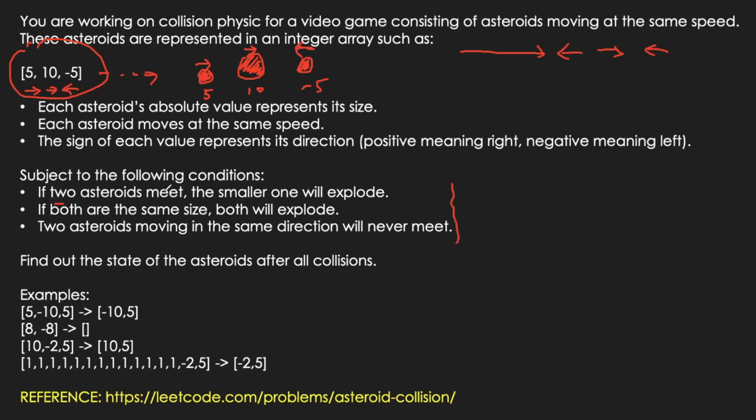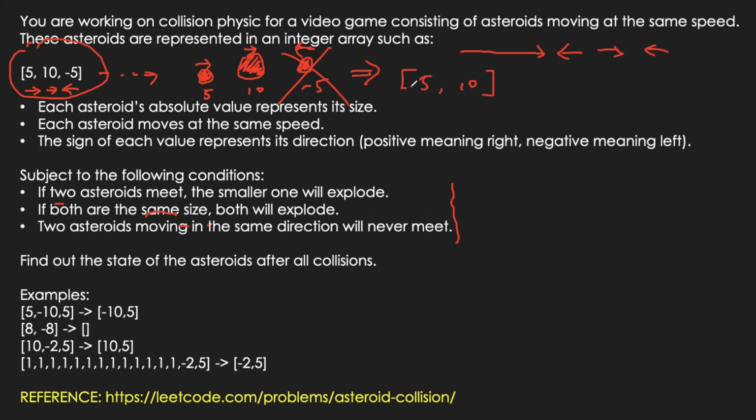If two asteroids meet, meaning they are traveling in opposite directions, the smaller one will explode. The smaller one of the two will be obliterated. But if they are the same size, both of them get obliterated. Two asteroids moving in the same direction will never meet. So what you end up with is 5 is gone, because 5 and 10 collide, 10 survives, 5 disappears. So you end up with 5, 10.